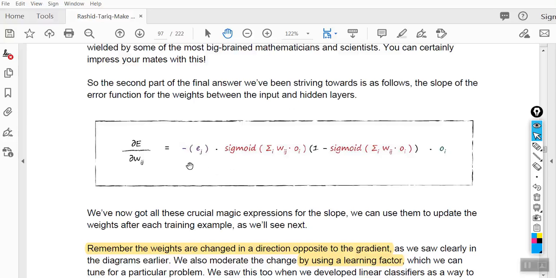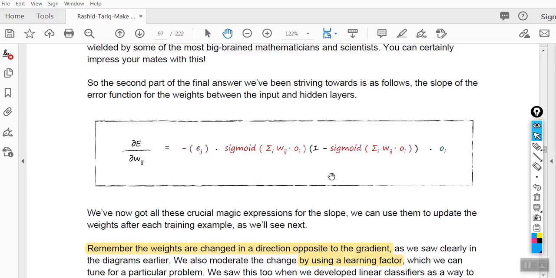Here, EJ is related to the output of node J, and WIJ is the weighting between node I and J, and OI is the output related to node I. And the sigmoid, as you know, is the activation function of each node, where OI is the output of node I.